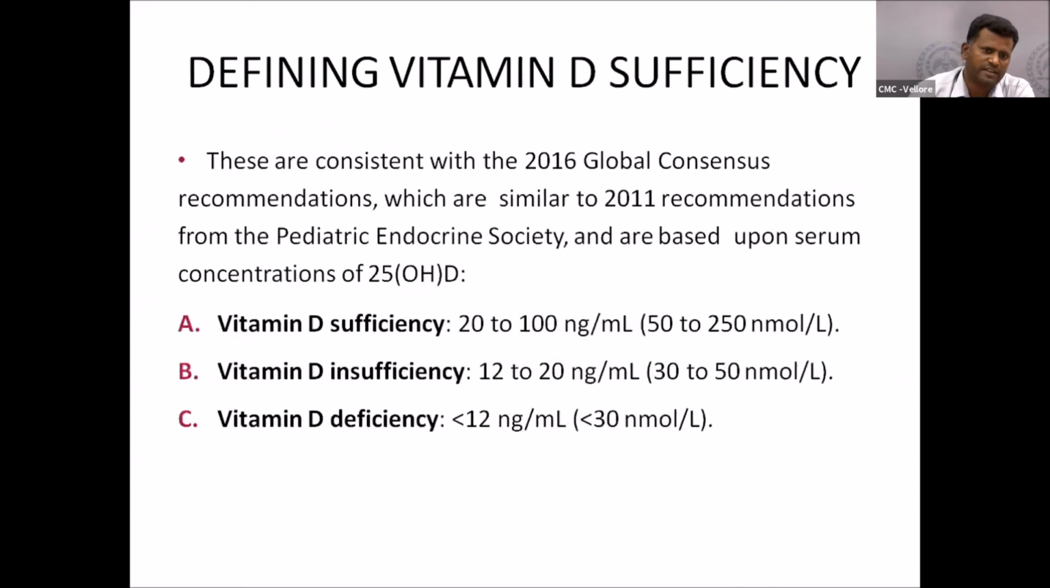So how to define vitamin D deficiency? There are various numbers that have been proposed, but as per the Pediatric Endocrine Society, vitamin D sufficiency is 20 to 100 nanogram per ml. Vitamin D insufficiency is between 12 to 20, and if it's less than 12, we call it deficiency. But here we are following, I think, 20 as a cutoff.